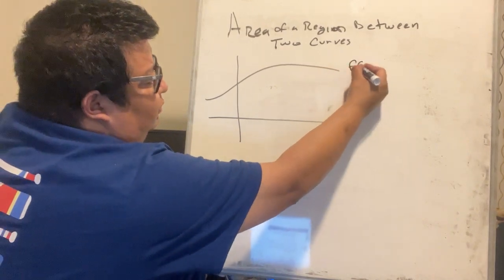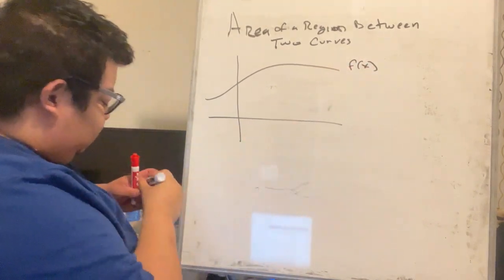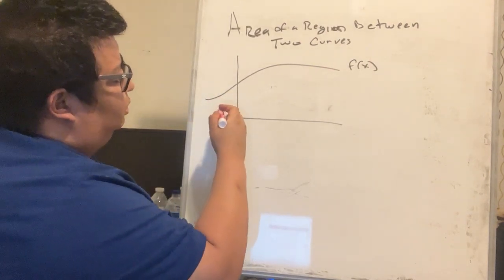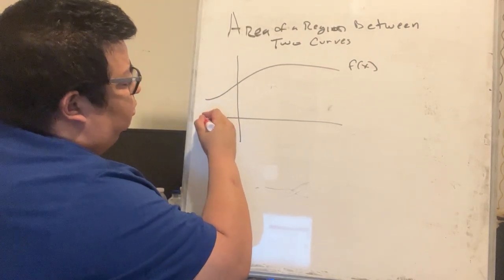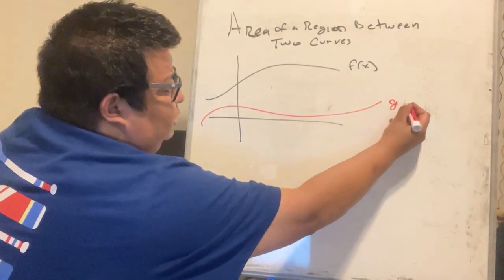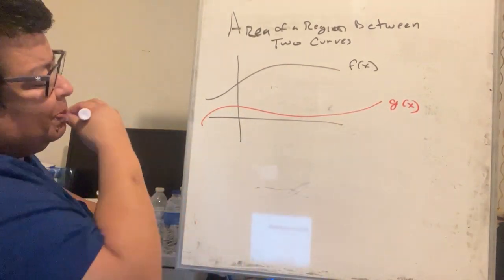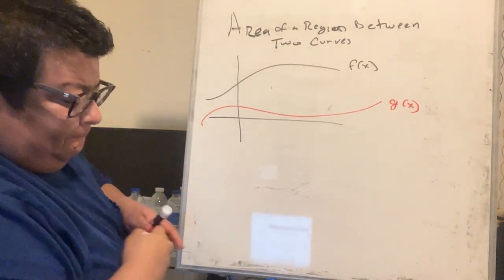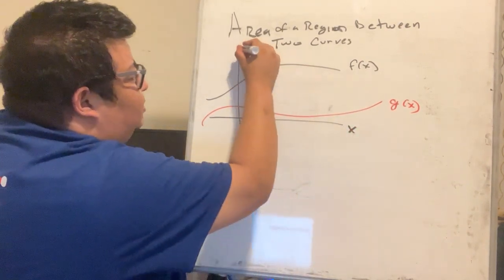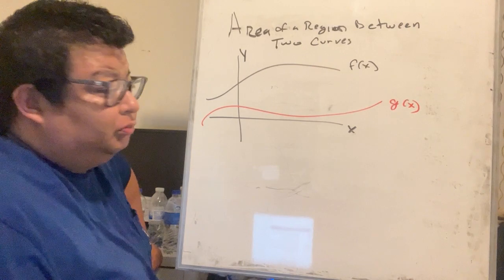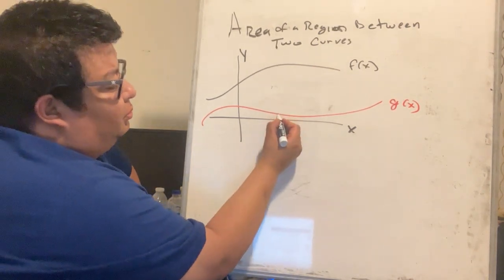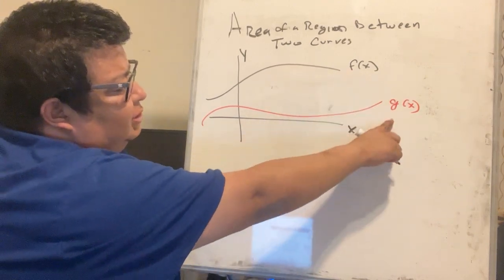Let's call this f of x, and we have another graph called g of x. Let's say this is the x-axis and this is the y-axis. We want to find the area of a region between two curves, f of x and g of x.